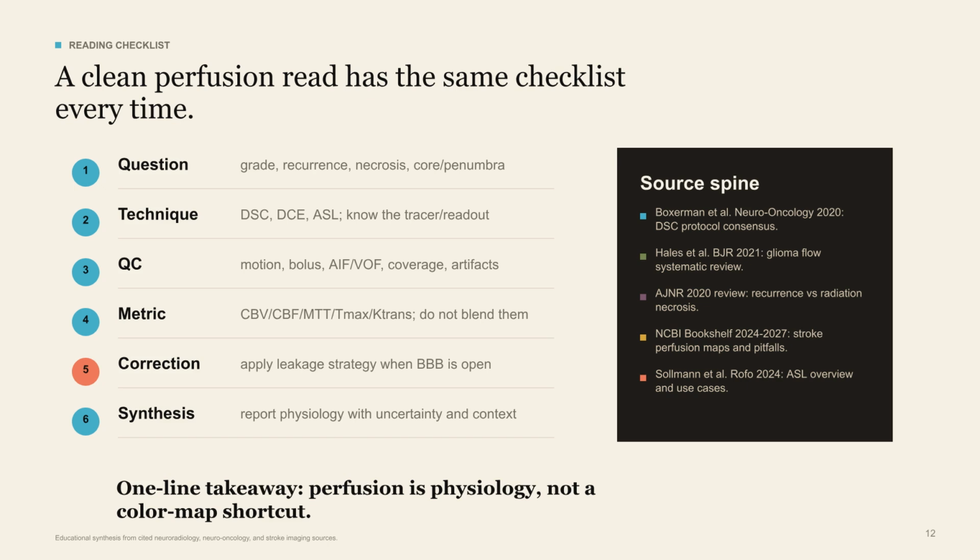A clean perfusion read follows a checklist every time. Address the clinical question, know the technique and tracer, perform quality control on motion and artifacts, use appropriate metrics without blending them, apply leakage correction when the blood-brain barrier is open, and synthesize the physiology with uncertainty and context. Perfusion is physiology, not a color map shortcut.